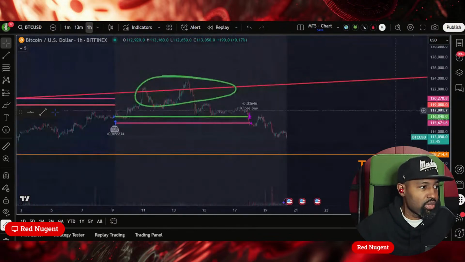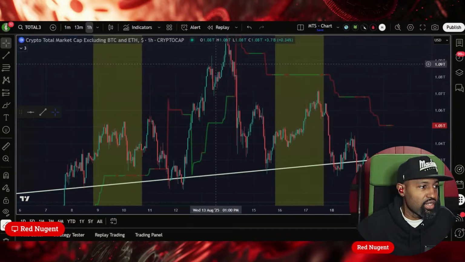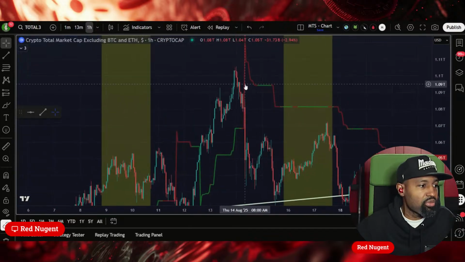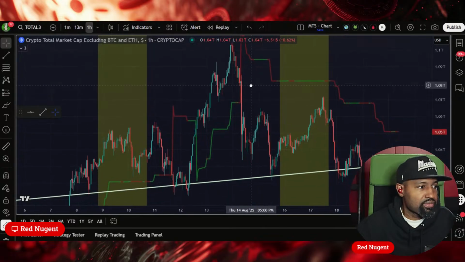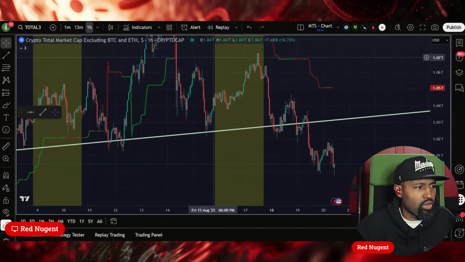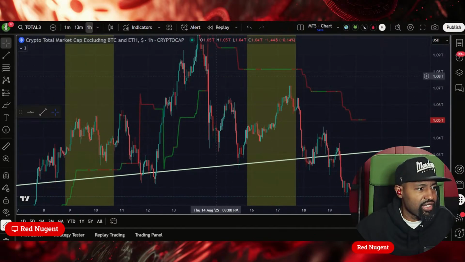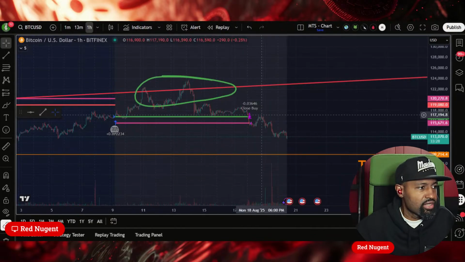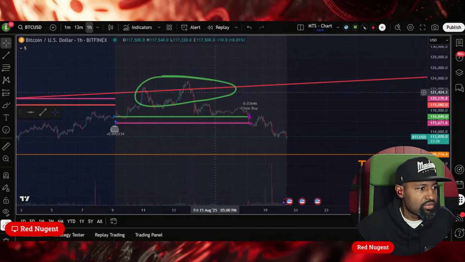And so August is where we saw the cross happen right here on the crypto total market cap. And we headed lower and haven't seen any additional highs since then. Same here. We've been bleeding out ever since.